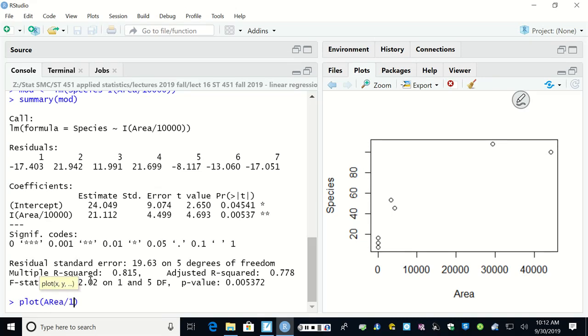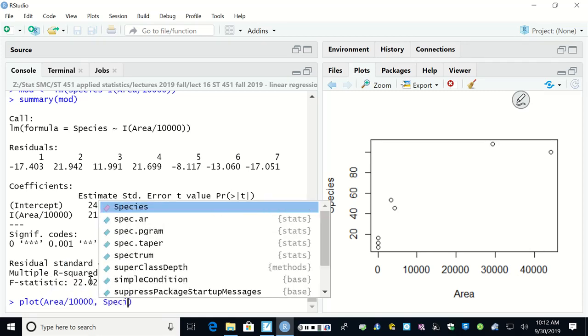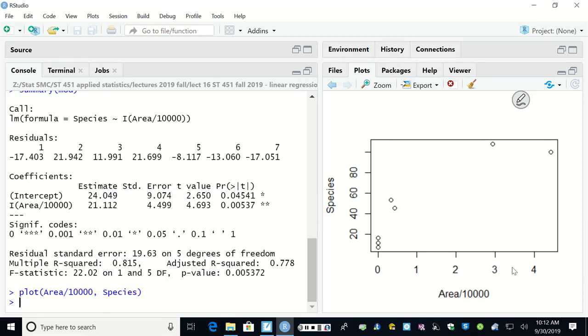So area divided by 10,000, and then put the species on here. It's changed from this 40,000 scale down to this, and now the coefficient says that for every 10,000 area, you are predicting another 21 species. So it's a little easier to talk about what it means.